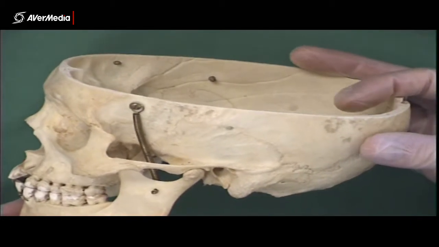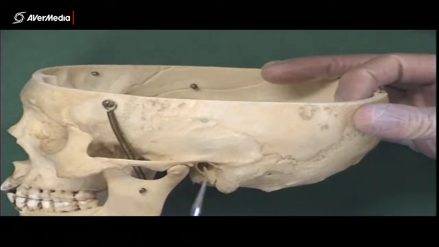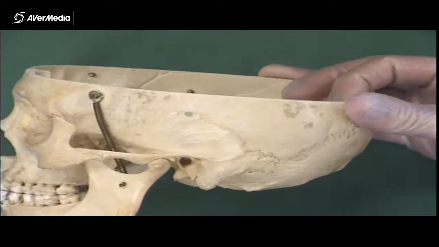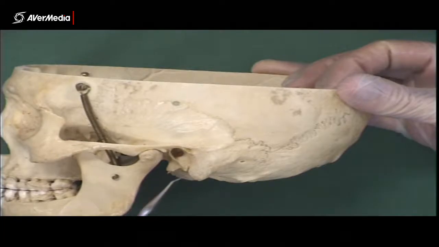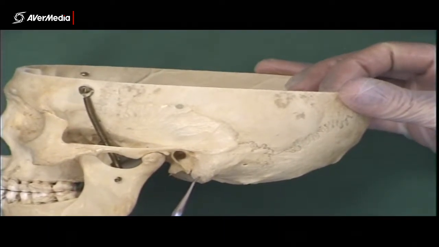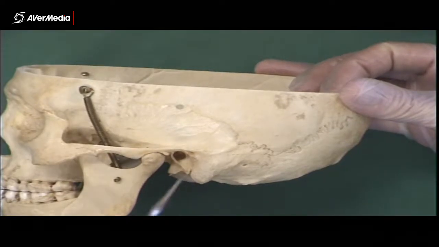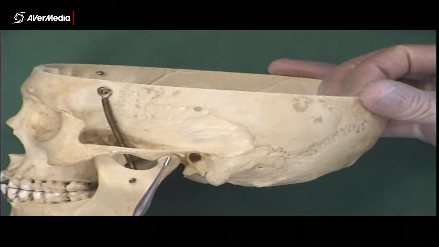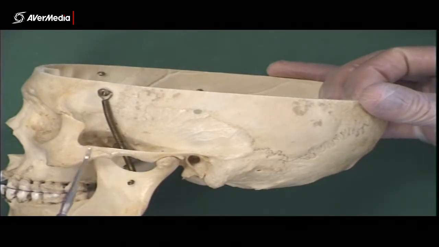Then we've got the external acoustic meatus, which is of course the ear hole, so that can be seen just right there. And then just inferior and posterior to that, the mastoid process. Now anterior to the external acoustic meatus, we then have the zygomatic arch. That's this whole structure here.